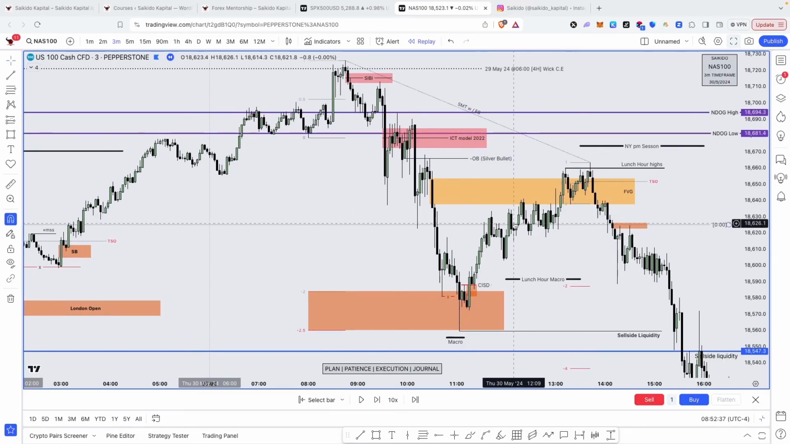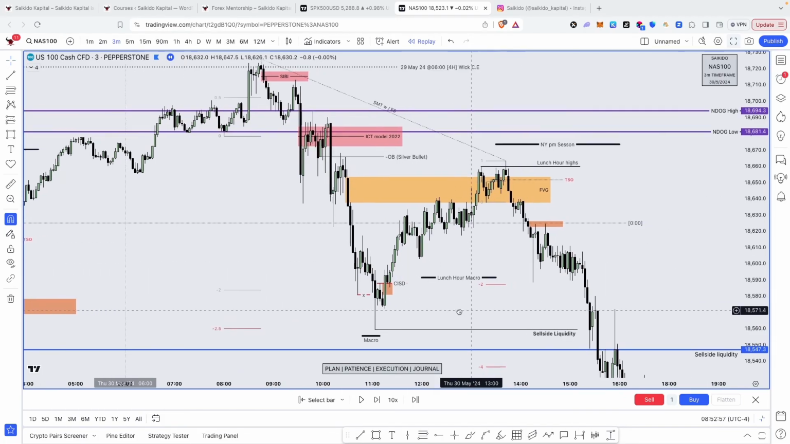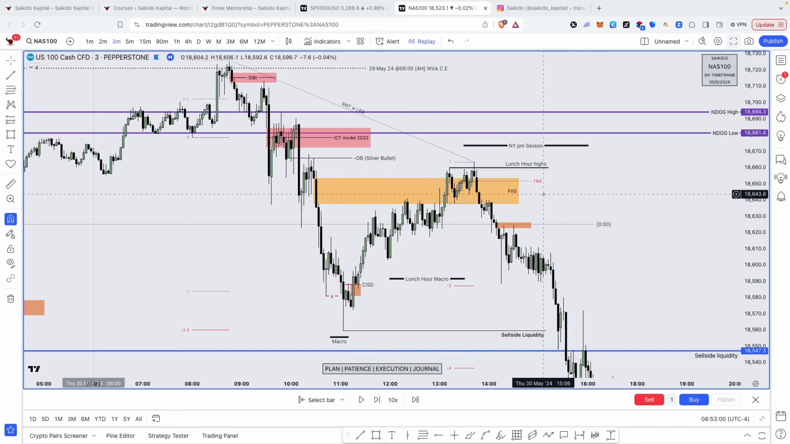So it went all the way up, and then New York lunch hour from 12 to 1:30, it was just moving upwards, and then constantly taking out buy side, buy side, buy side, and then once we actually made it to the PM session, which was 1:30 to 4 o'clock. New York PM session 1:30 to 4 o'clock.